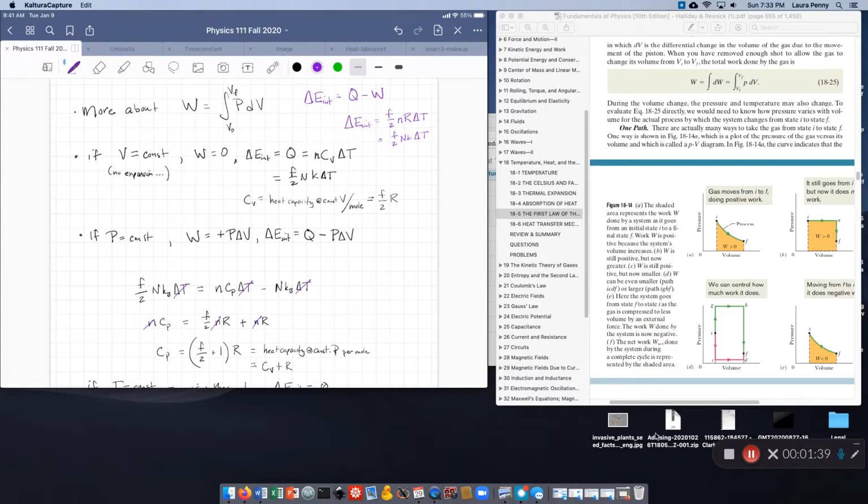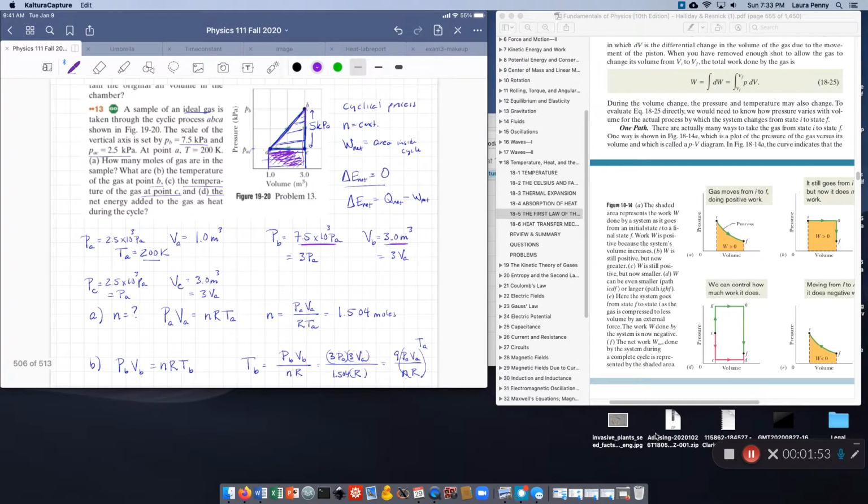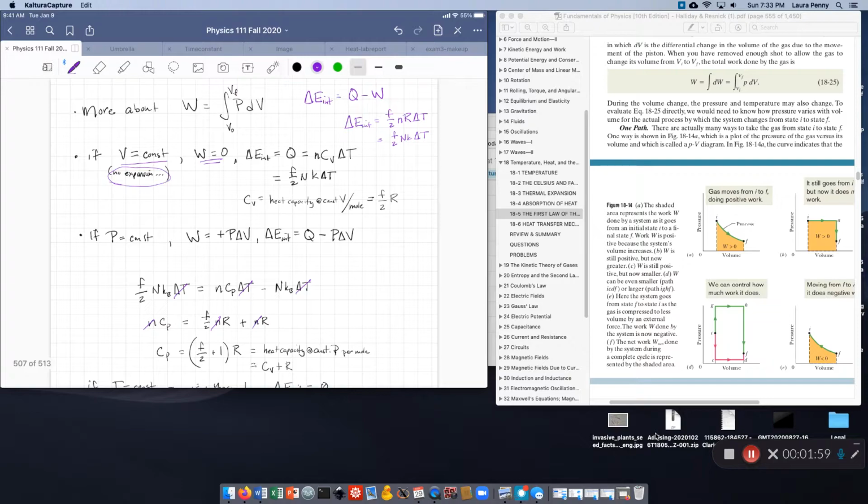So if your volume stayed constant, so your gas doesn't expand or contract, well, if there's no change in volume, then there's no work. Right? If you look at this equation, if there's no change in volume, there's no work. And we even saw that over here with step B to C. There's no change in volume, there's no work. And that means that the total change in internal energy is just coming from heat.